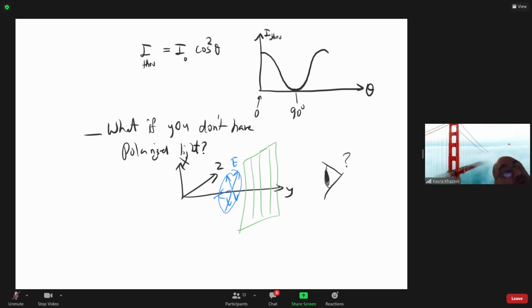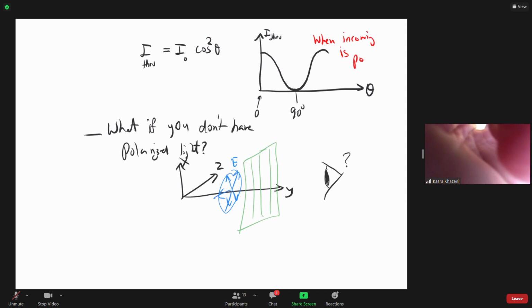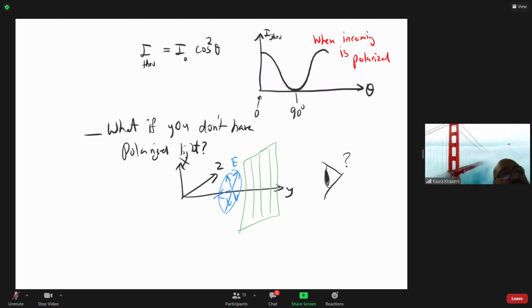When it was polarized, I would see this on the top. This is when the incoming light is polarized. All right, but what if it's not, like the one at the bottom? What am I going to see? There's still intensity here. There's this intensity of the light that's coming in. What is the intensity here? What is it? Any guesses?